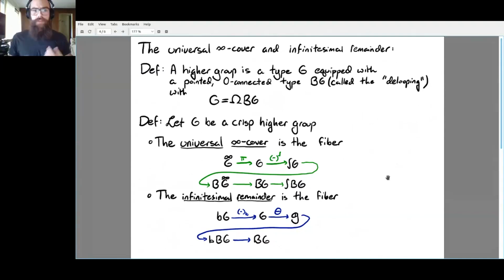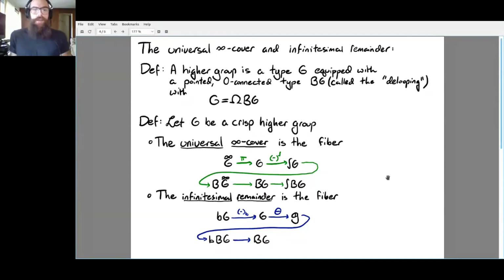So if we have a crisp higher group, and I'll just say a crisp higher group means everything involved is crisp. So in particular, it's a crisp type, which is crisply zero-connected with a crisp point. Almost everything involved here will be crisp. That's how everything's going to work. So if we have a crisp higher group, we can define these two things. In fact, the universal infinity cover is definable for all types. But if we have a crisp higher group G, then shape G is its homotopy type.